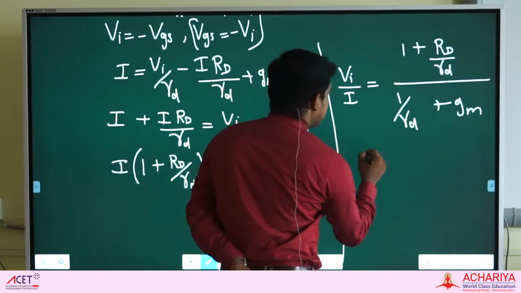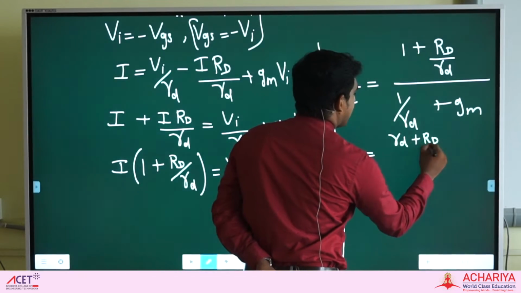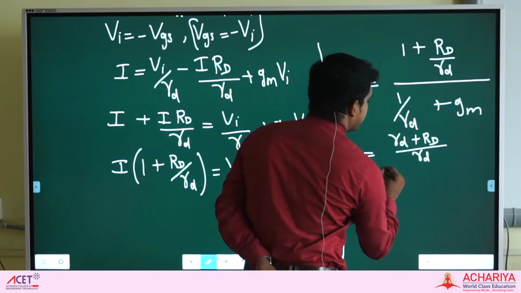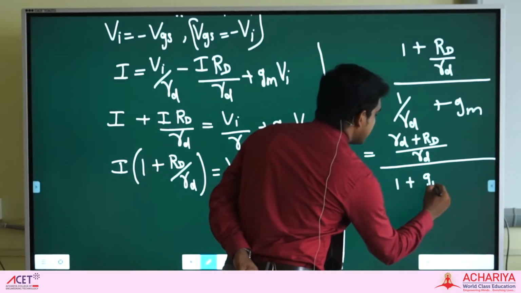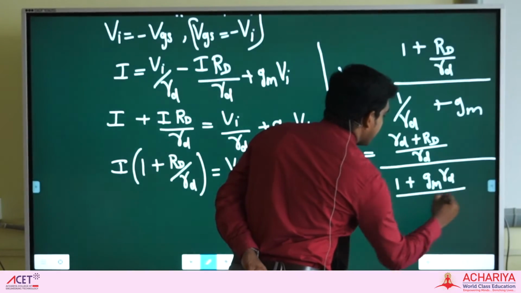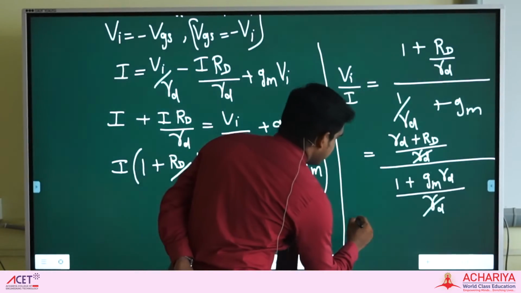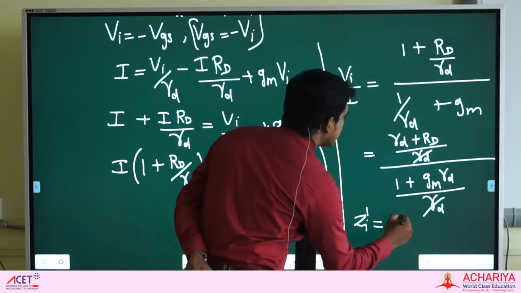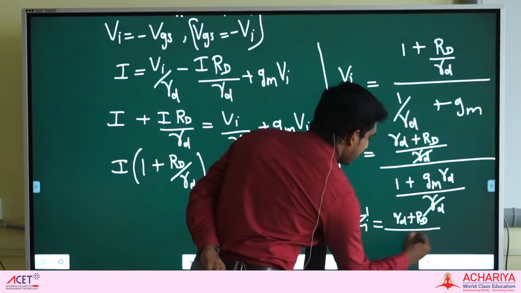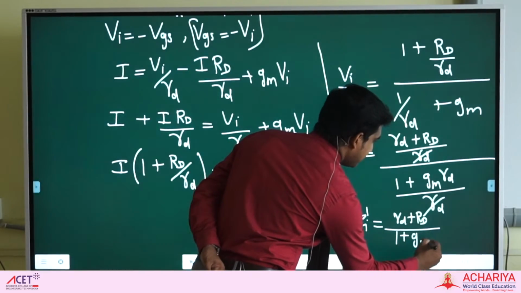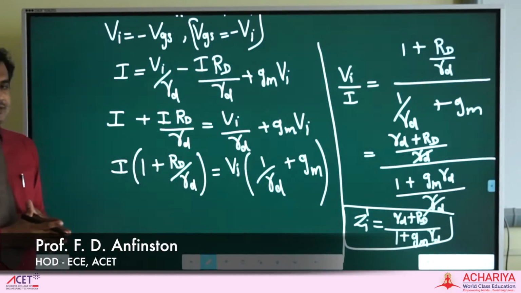Now we can take LCM here to simplify. We get rd plus capital RD divided by small rd in the numerator part. In the denominator part we will be getting 1 plus GM rd divided by rd. The small rd will get cancelled, and the remaining Zi dash is equal to rd plus capital RD divided by 1 plus GM rd. This is Zi dash, but the ultimate aim is to find Zi.